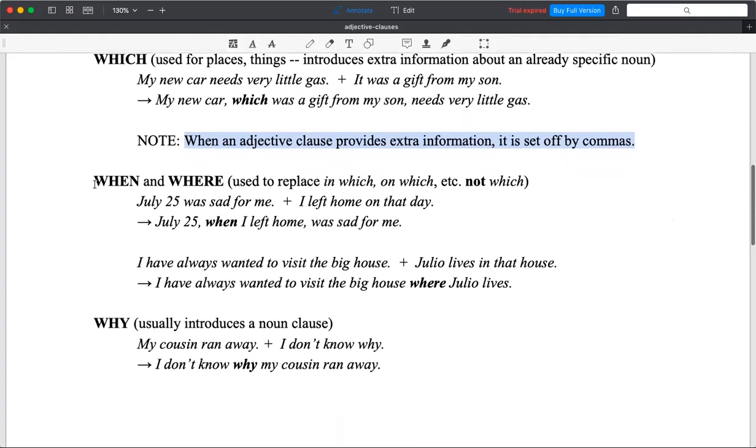We also use when and where as the pronoun. We use them to replace phrases like in which or on which. We don't separately say which. In which or on which can be where or when. If I say July 25th was sad for me as the first short sentence, and the second short sentence, I left home on that day, to combine them, I use when. I say July 25th, when I left home, was sad for me.